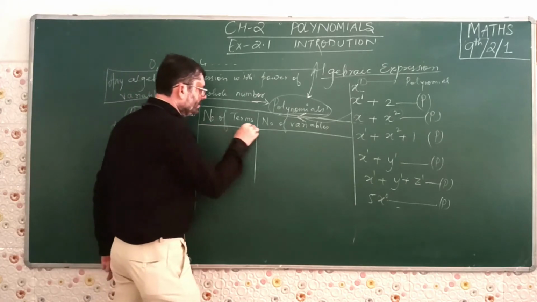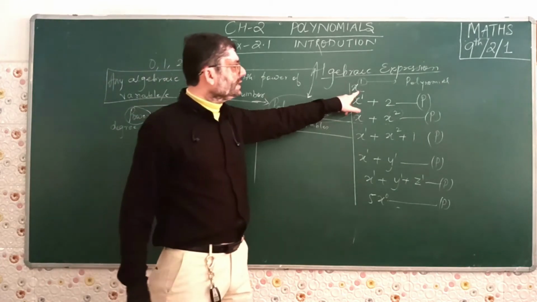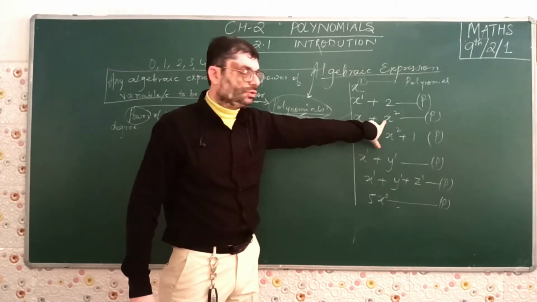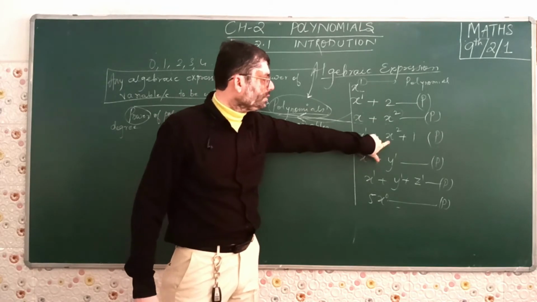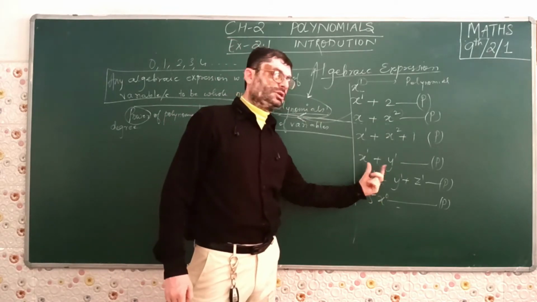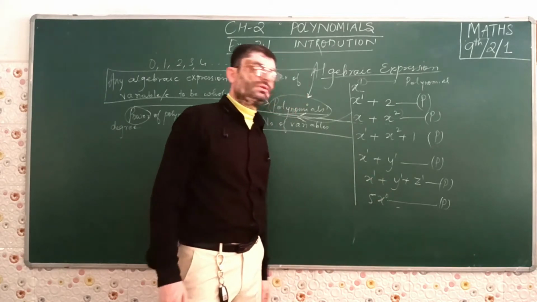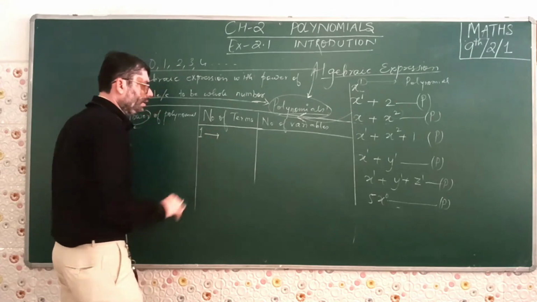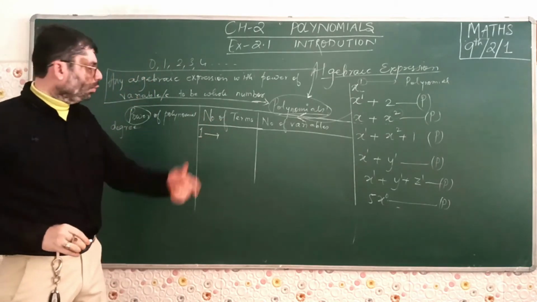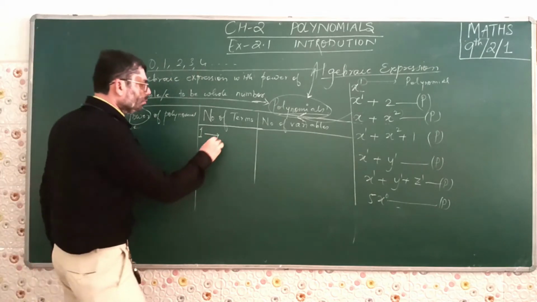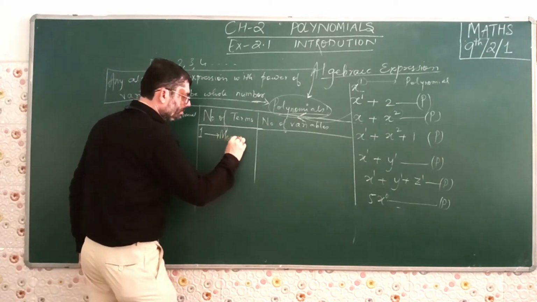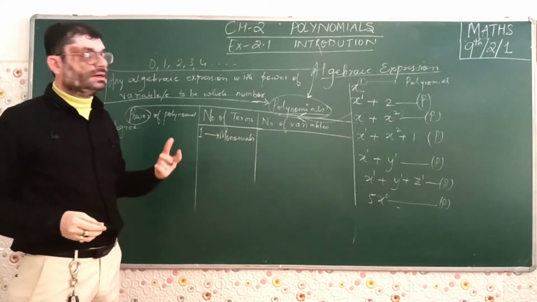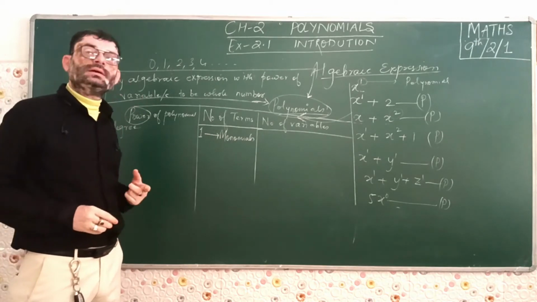Now for number of terms. Number of terms here is 1. Here the number of terms are 2. Here the number of terms are 2. Here the number of terms are 3. Here the number of terms are 2. Number of terms 3 and number of terms 1. So when the number of term is 1, we call that polynomial a monomial. If the number of terms is 1, it is a monomial.